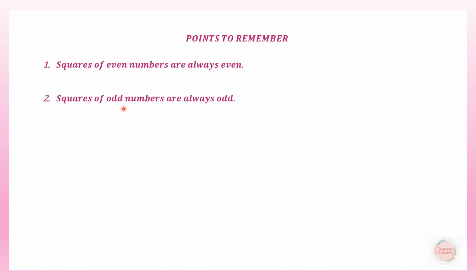Next point, squares of odd numbers are always odd. So let's take a few odd numbers. What are odd numbers? 1, 3, 5, 7, 9, 11 and so on. Squares of these odd numbers. What is the square of 1? 1 into 1 is 1. 3 square, 3 3s are 9. 5 square, 5 5s are 25. So can you see here, these numbers are odd numbers and their squares are also odd numbers. So squares of odd numbers are always odd.